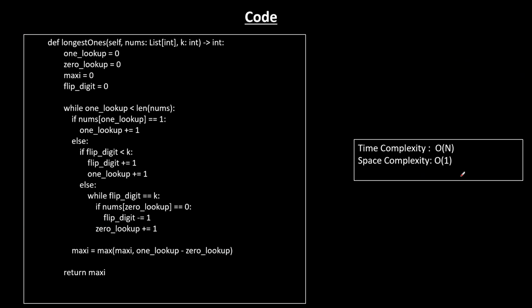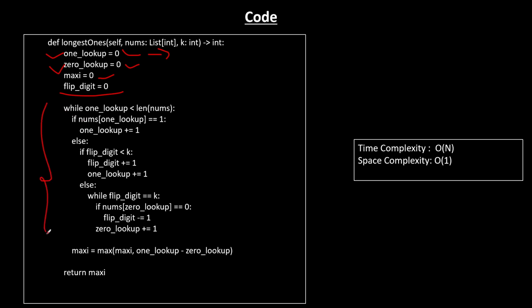Now let's move to the next slide. The code is the exact copy of the approach we discussed. Let's understand it line by line. So this is a one lookup and zero lookup. As I explained earlier, this will look for one. It will keep on moving towards the right side and it will wait until the k has been exceeded. This will store the maximum length and this will store the maximum count of flips we have done till now.